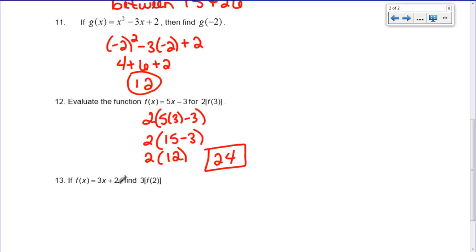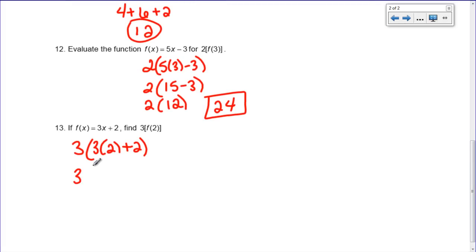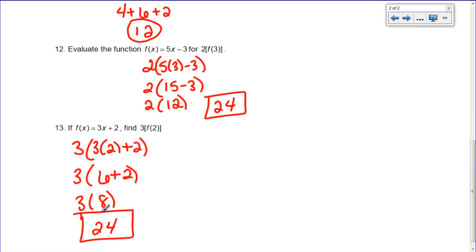Now I have 3x plus 2, and I want to find 3 times f of 2. Well, that means x equals 2. So I'm going to do 3 times 2 plus 2. And at the end, I've got to multiply it all by 3 because that's what's on the outside. Work from the inside out. 3 times 2 is 6. Plus 2, well, 6 plus 2 is 8, and 3 times 8 makes 24. It's just a coincidence that they have the same answer, but that's how you do those problems. You work from the inside out, okay?